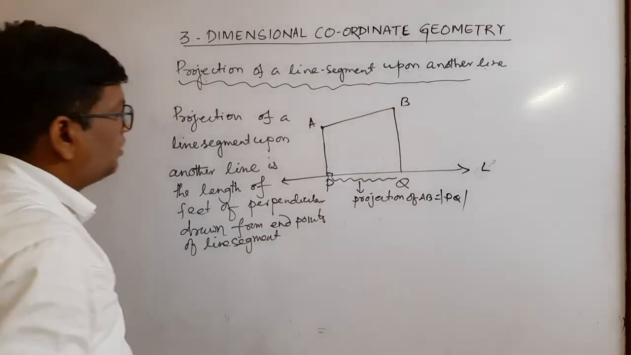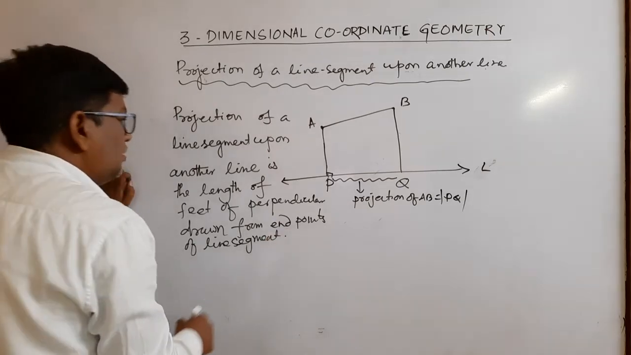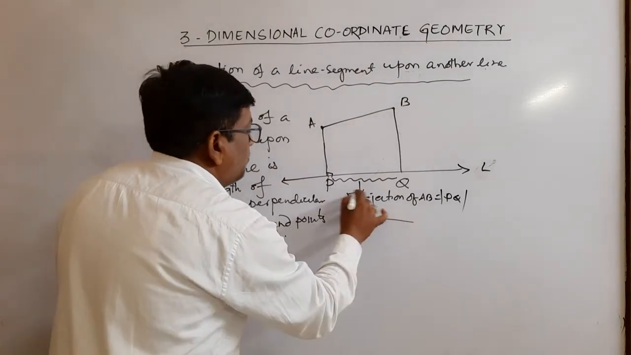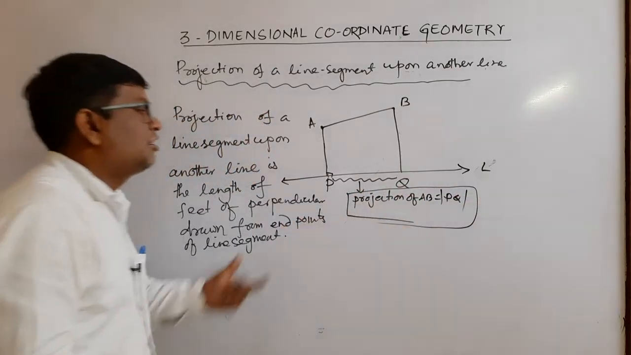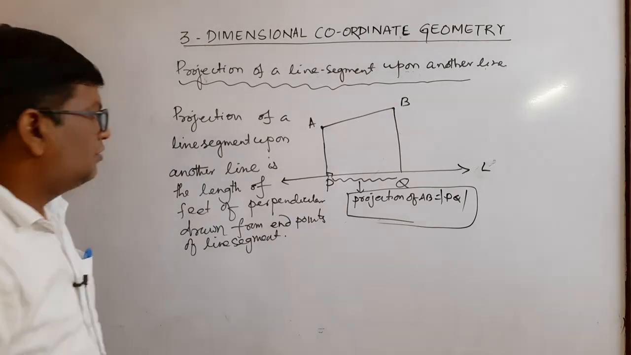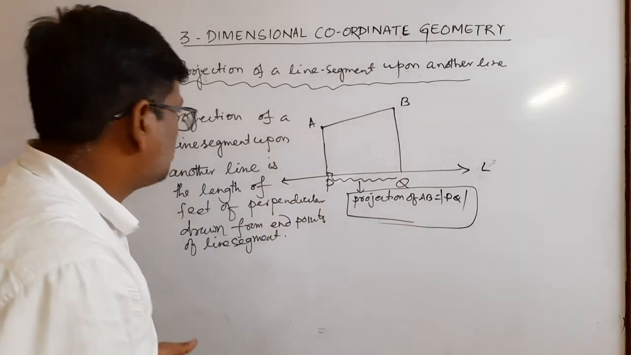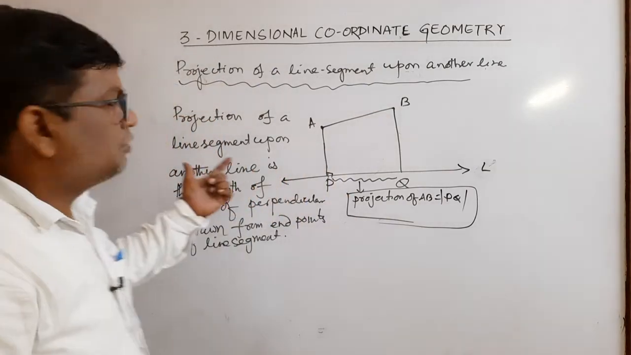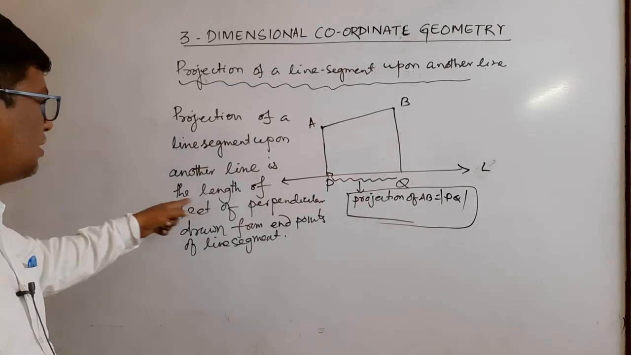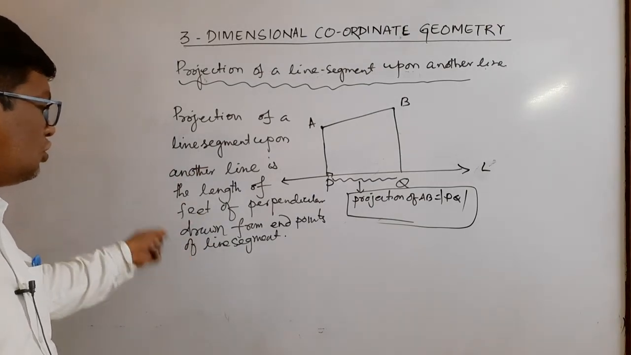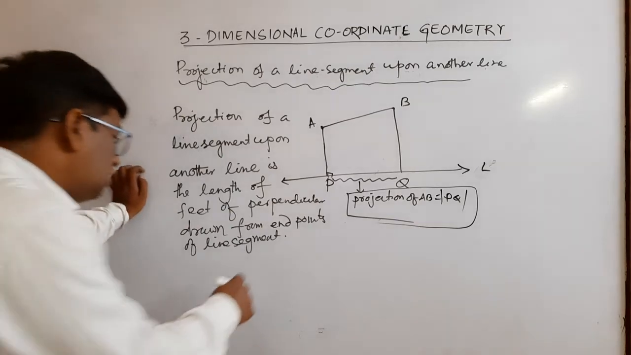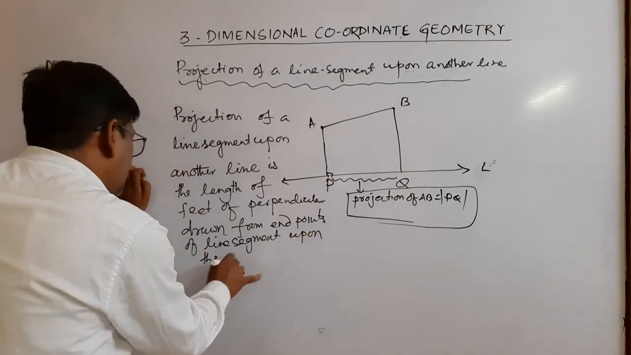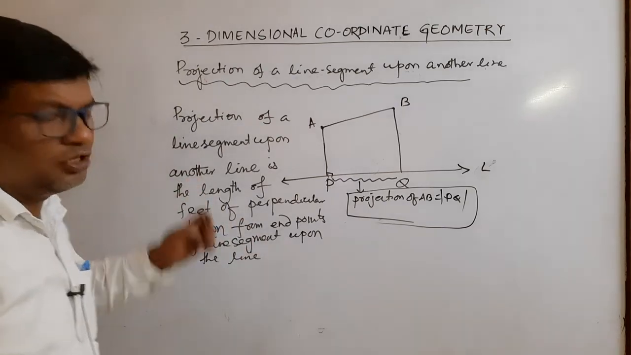Okay, so in the figure, the projection of AB is equal to what? Projection of AB is equal to the length of PQ. From this figure we can conclude the definition: the projection of a line segment upon another line is the length of the feet of the perpendicular drawn from the endpoints of the line segment on the line. This is the definition of the projection formula.